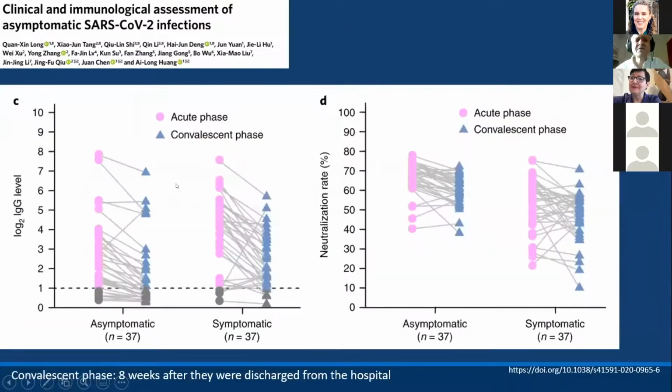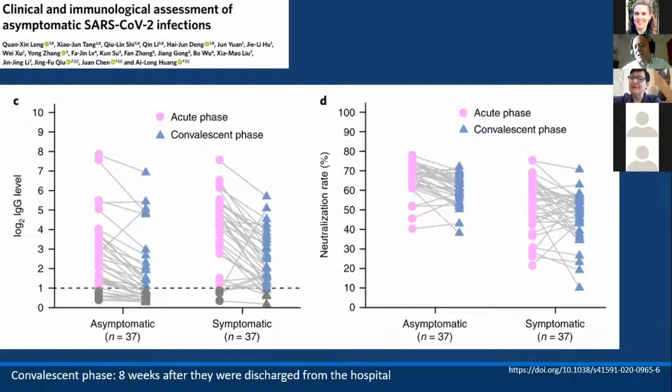And this is from a recent paper on SARS-CoV-2, where they compared asymptomatic and symptomatic cases. In the acute phase, you'll have higher antibody levels compared to the convalescent phase of the infection, and that usually within 8 weeks. So you have a drop in the antibody levels from the acute phase to convalescent within 8 weeks. You start to notice a drop in the level of antibodies.